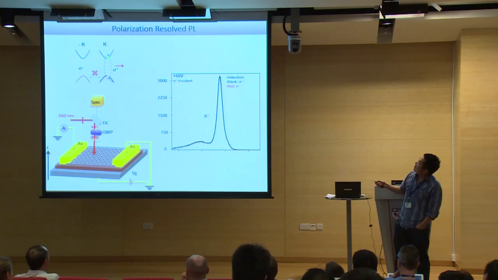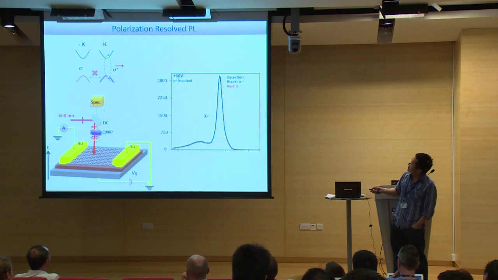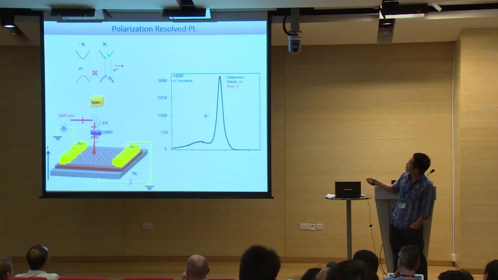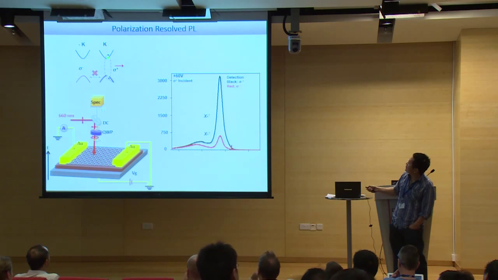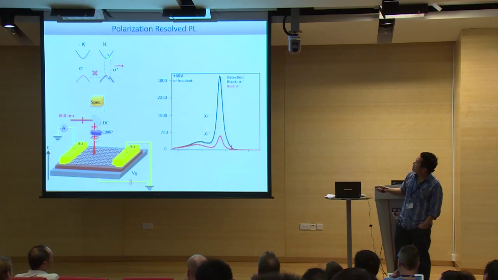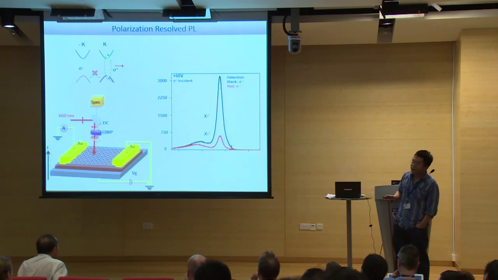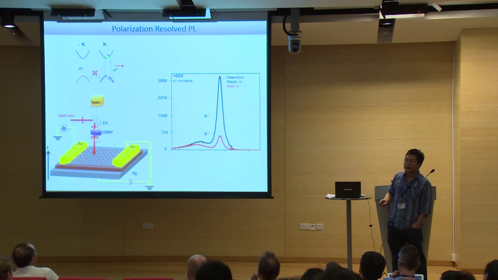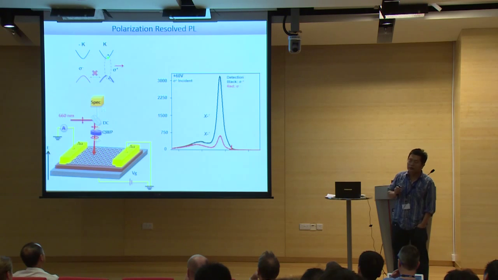So here's an example. We're sending sigma plus polarized light to excite the sample, and then we collect the PL represented by this black curve here. Then we also look at what is the sigma minus component. Okay, this is the red curve here. So you can clearly see the sigma plus component is much stronger than the sigma minus component. So we have polarized luminescence, and the polarization is the same as incoming photons. So this is a signature of valley polarization.